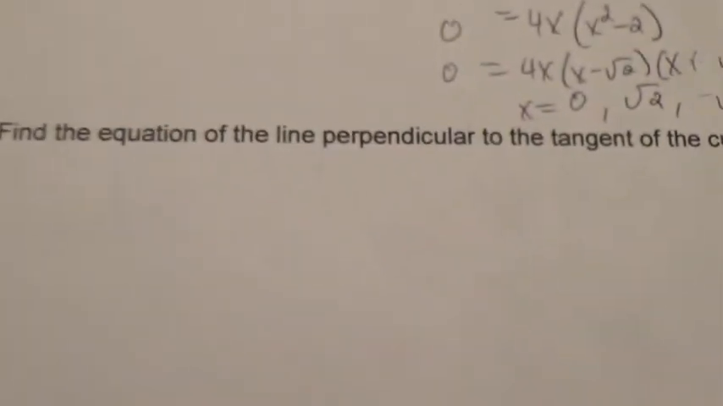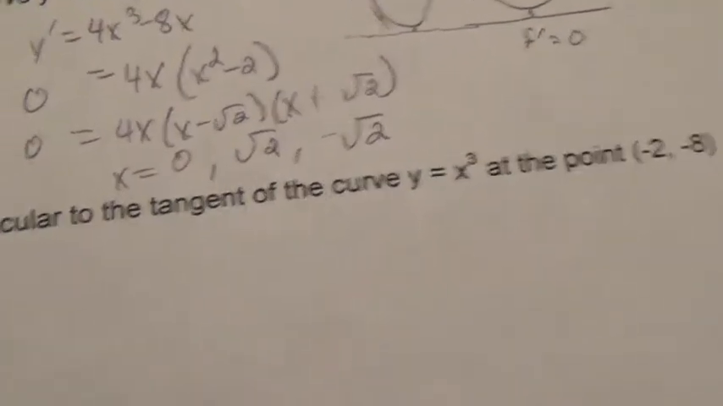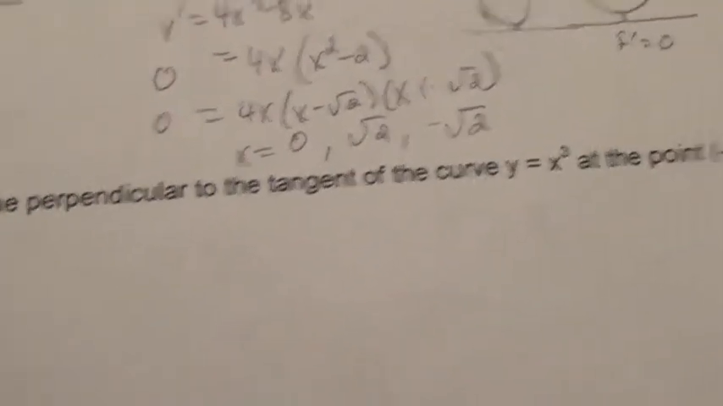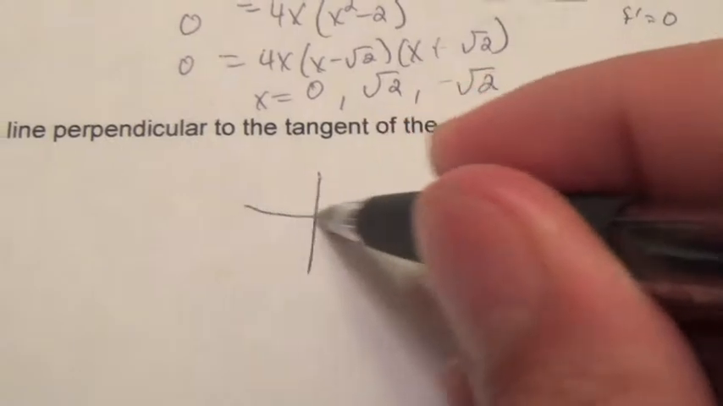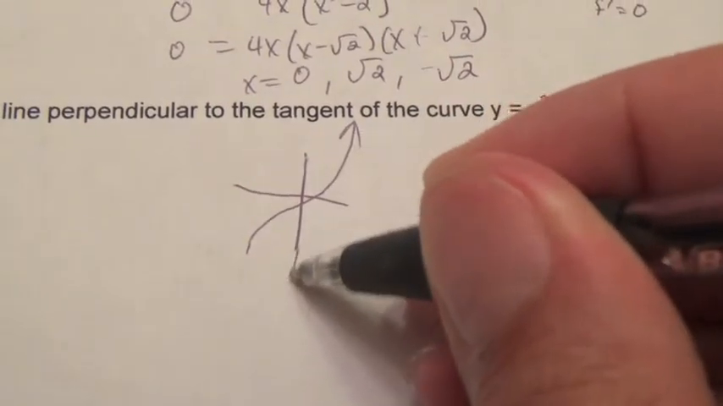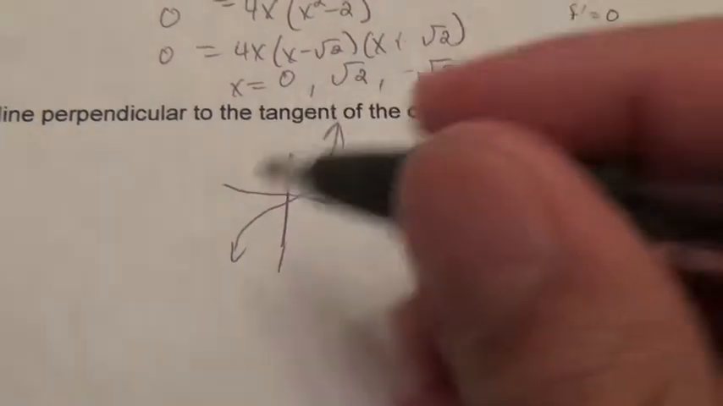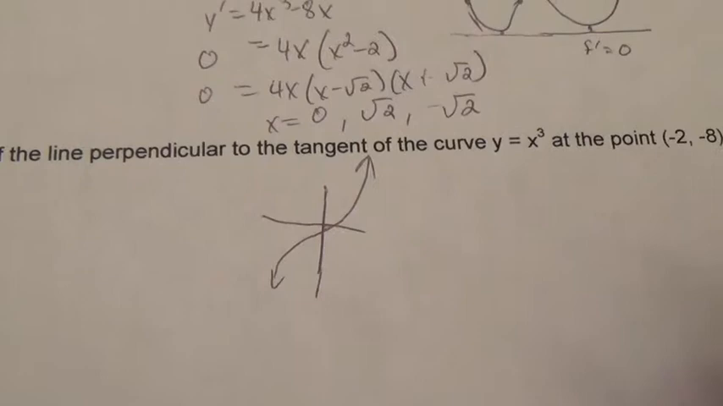Alright, last one. Find the equation of the line perpendicular to the tangent of the curve y equals x cubed at negative 2, negative 8. Here's kind of what this is asking you to do. Here's what y equals x cubed looks like on a graph. I see I missed the origin there. It should go through the origin, so pretend it does.